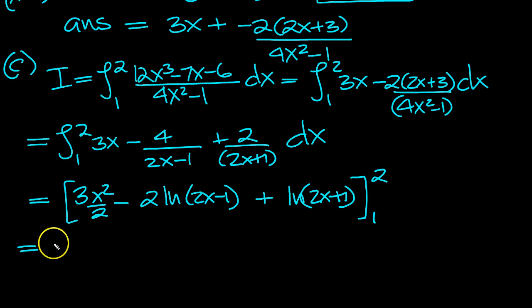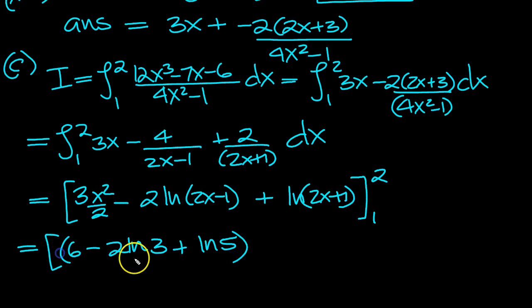So this is equal to then, top value, put 2 in. 2 squared is 4. 4 over 2 is 2. 3 2s are 6. Minus 2 ln, 2 in here, 4 minus 1 is 3. Plus ln, 2 in here, 5. That's the top value then.